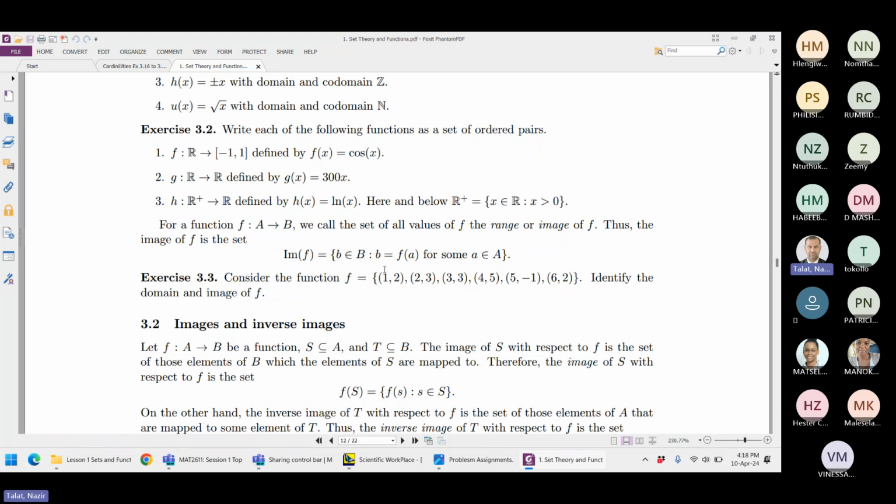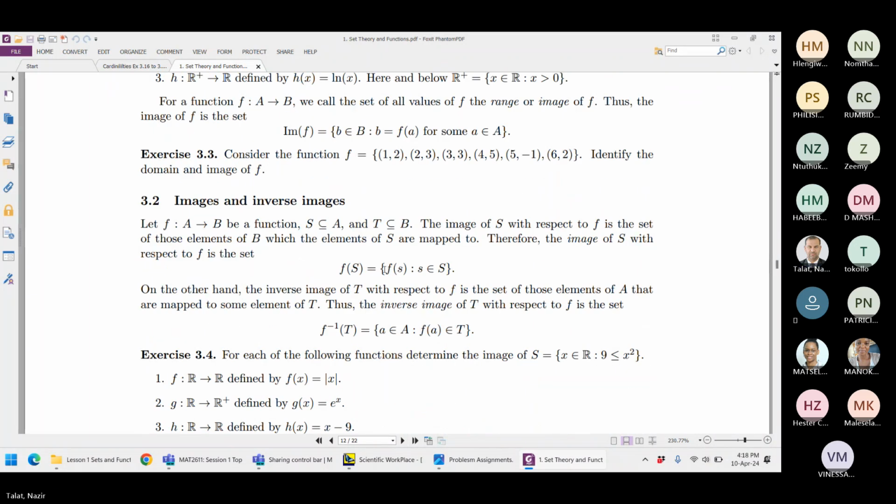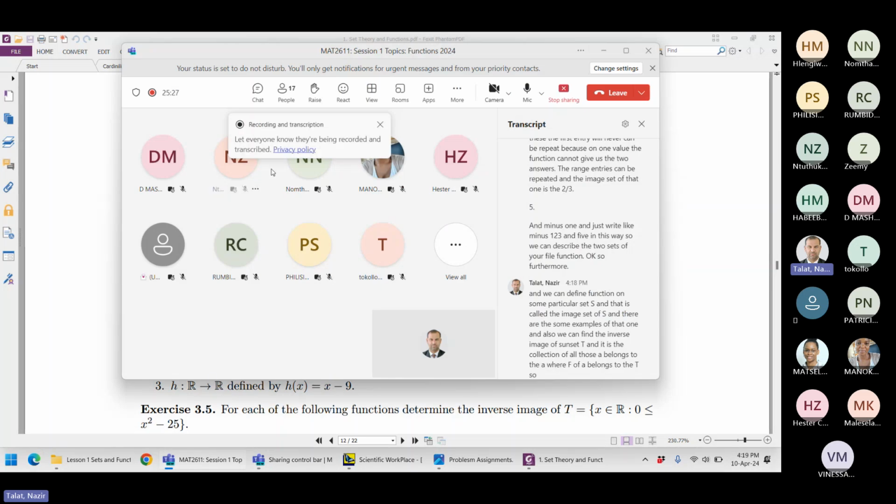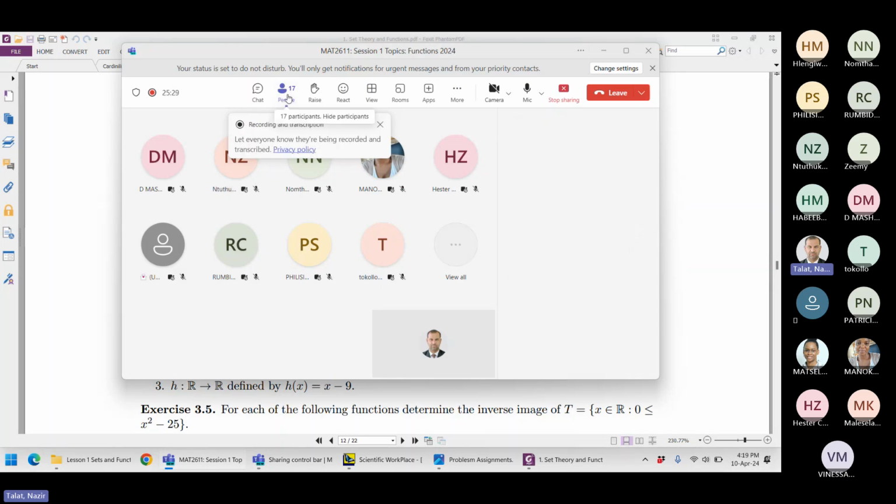Furthermore, we can define a function on some particular set S, and that is called the image set of S. There are some examples of that. Also we can find the inverse image of some set T, which is the collection of all those a belonging to A, where f of a belongs to T. So these are the ways we can define the entries.